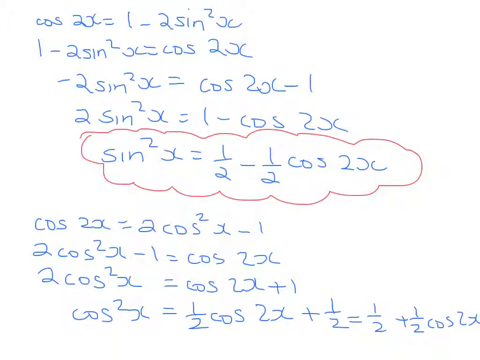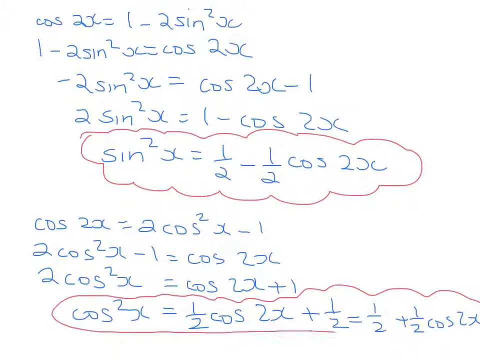So that's what you need to learn, that one right there. So sine squared is a half minus a half cos 2x, and cos squared is a half plus a half cos 2x. So as usual, sine and cos are very, very similar.